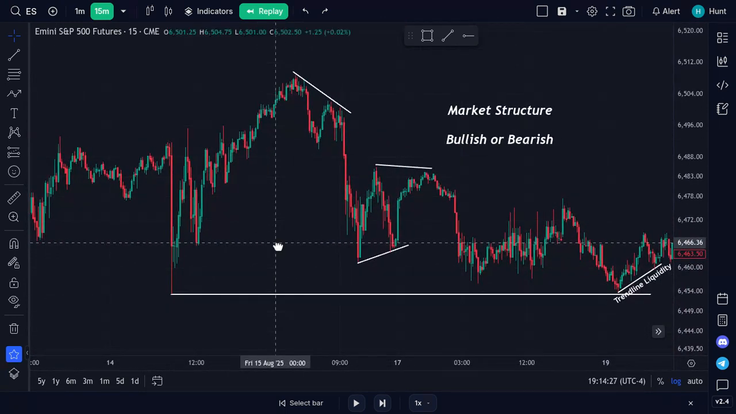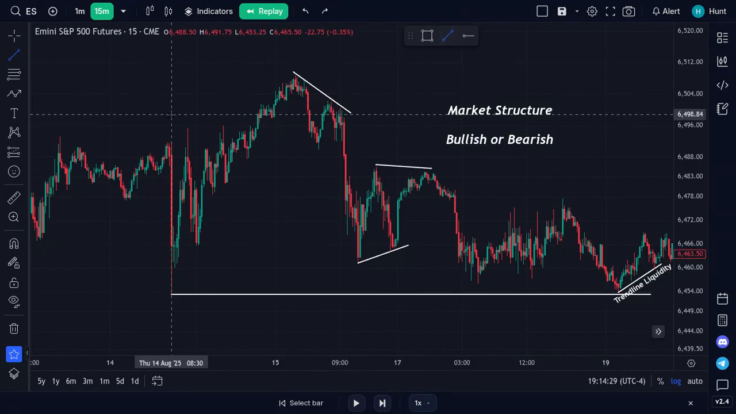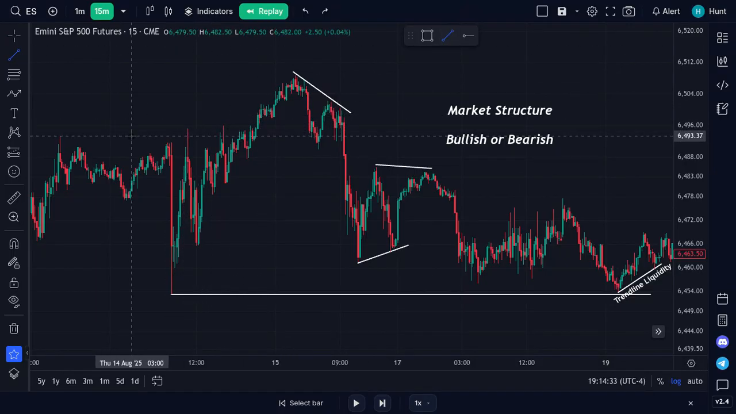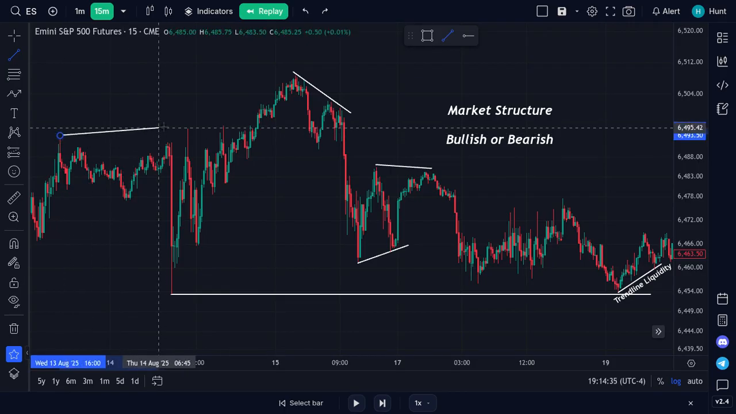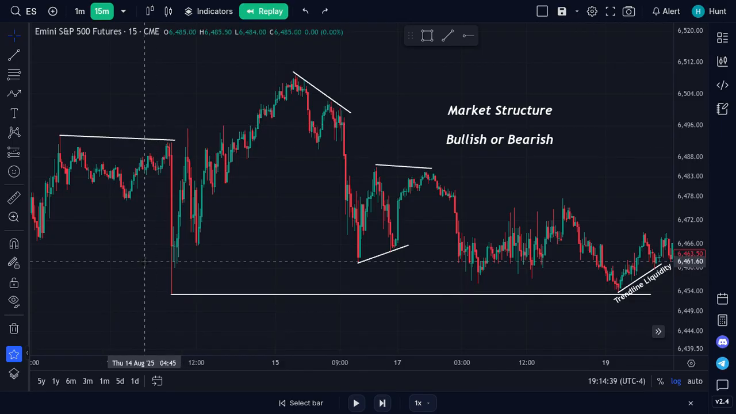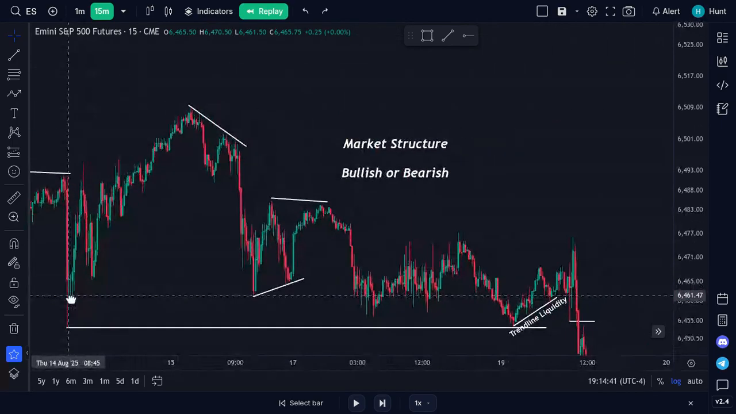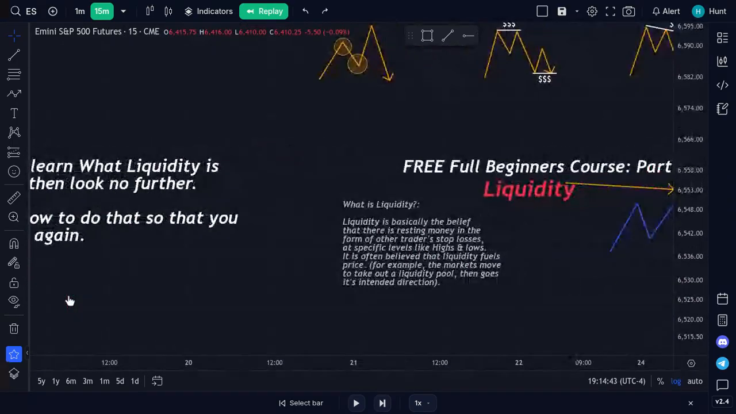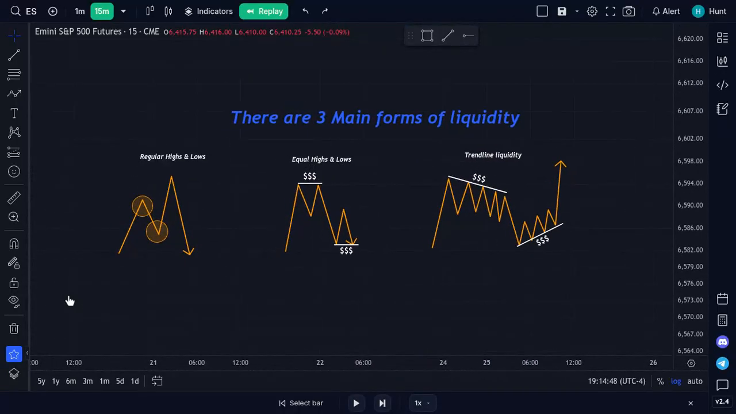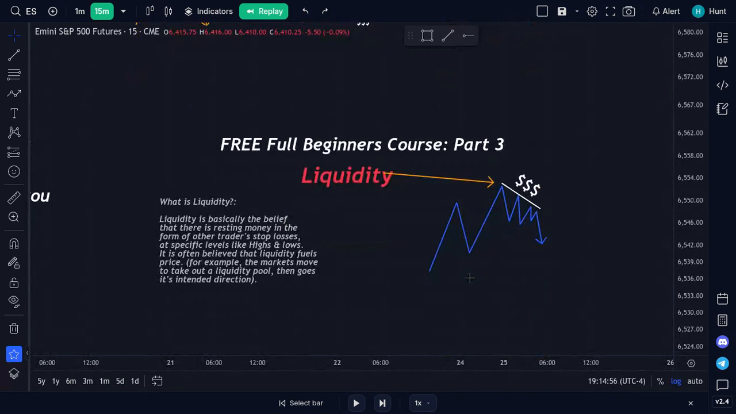It is very simple, very easy to understand, and I just wanted to note something right here. Actually, those aren't equal highs. But if you look here, what do we have? We have relatively equal highs here. You can see price takes this out. So I'm going to show you guys these examples one last time just so you can see them. These are the three main forms of liquidity: regular highs and lows, equal highs and equal lows, and trend line liquidity.